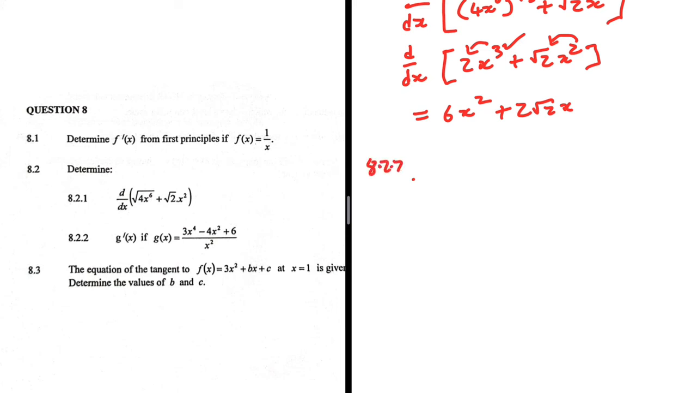So 8.2.2, we want g prime of x. If g of x is equal to, let's take a look, 3x to the power 4 minus 4x squared plus 6 divided by x squared, right? So it's easy to see that we cannot take a common factor on the numerator that will cancel out this x squared, because most of the time when we have something like this, that is the approach, but it doesn't seem like it's going to work here.